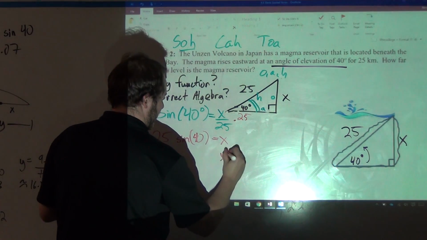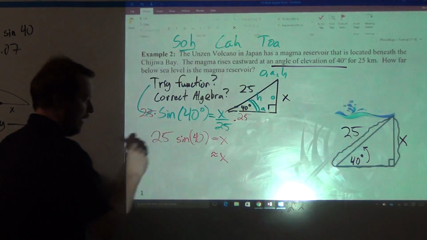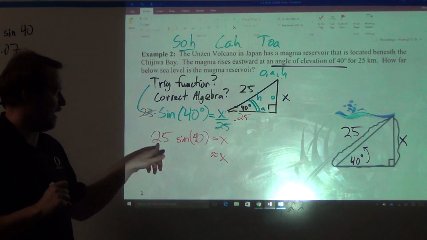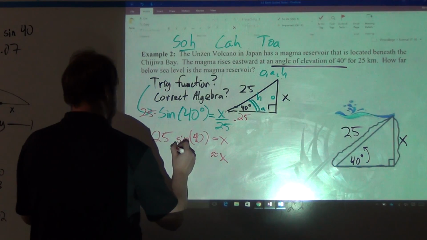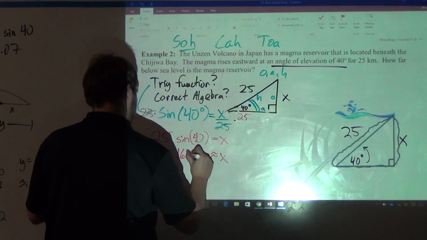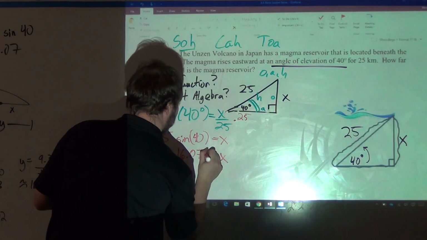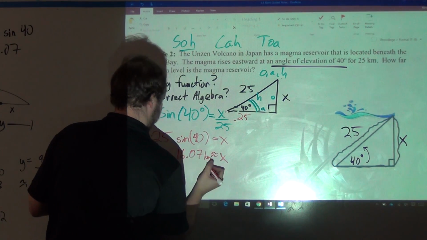So once we punch this in our calculator, we're going to lose some value. So I'm going to go ahead and start with my approximately. And if I do 25 sine 40, I'll get an answer of 16.07. We should include units. These are going to be 16.07 kilometers.